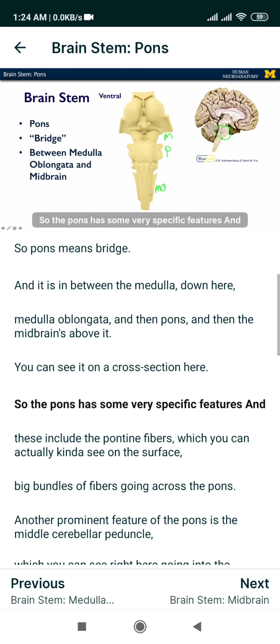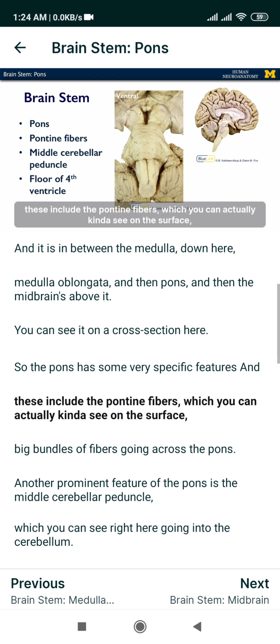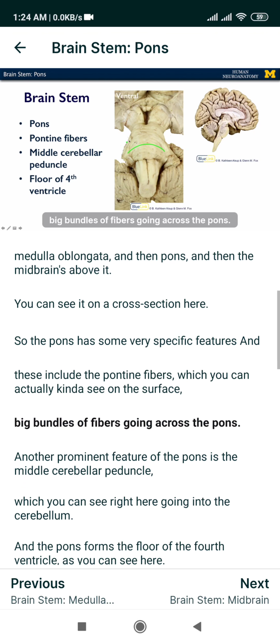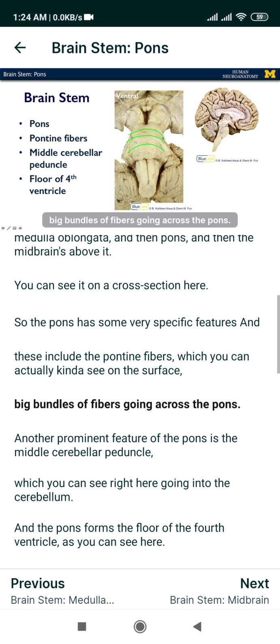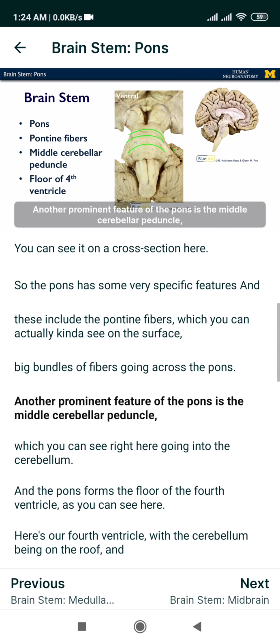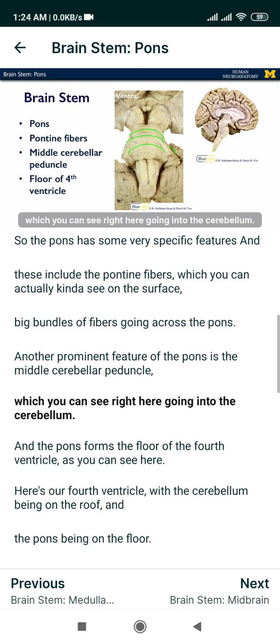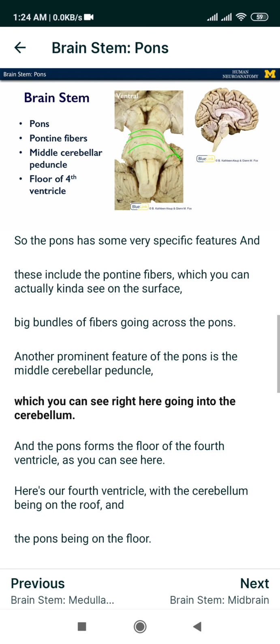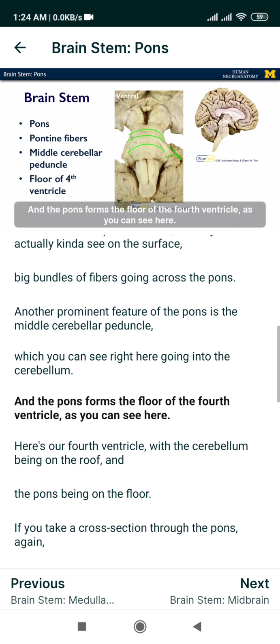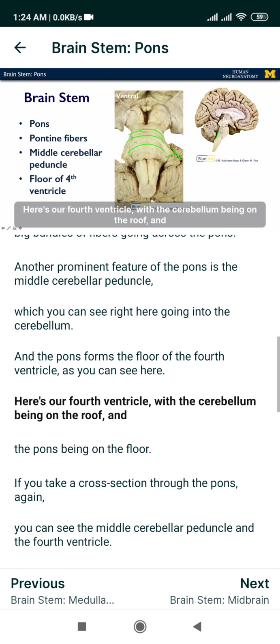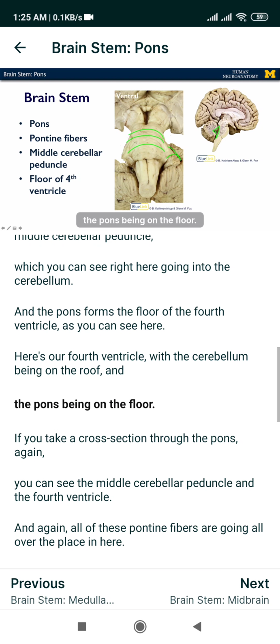So the pons has some very specific features, and these include the pontine fibers, which you can actually kind of see on the surface, big bundles of fibers going across the pons. Another prominent feature of the pons is the middle cerebellar peduncle, which you can see right here going into the cerebellum. And the pons forms the floor of the 4th ventricle, as you can see here. Here's our 4th ventricle, with the cerebellum being on the roof and the pons being on the floor.